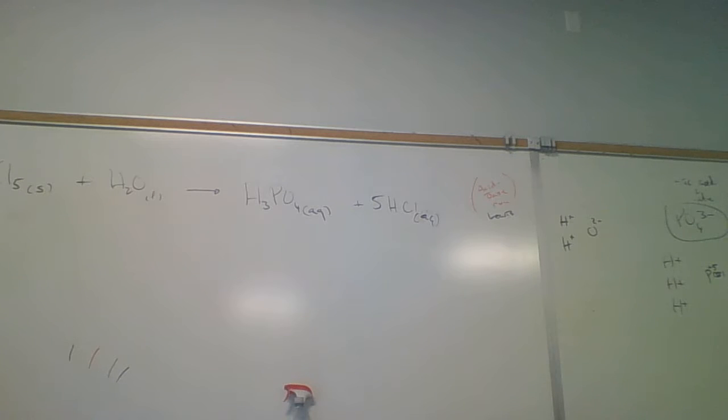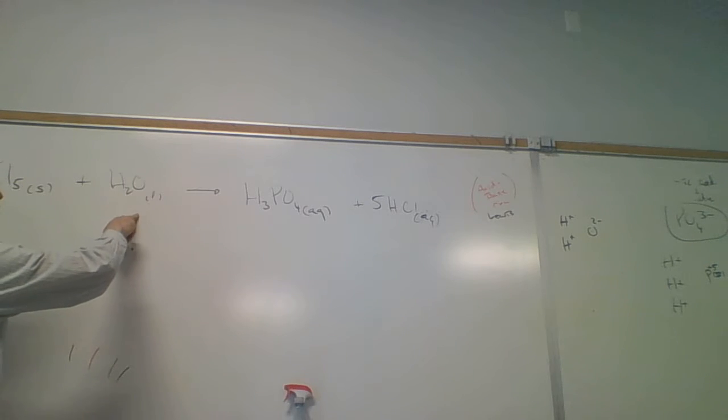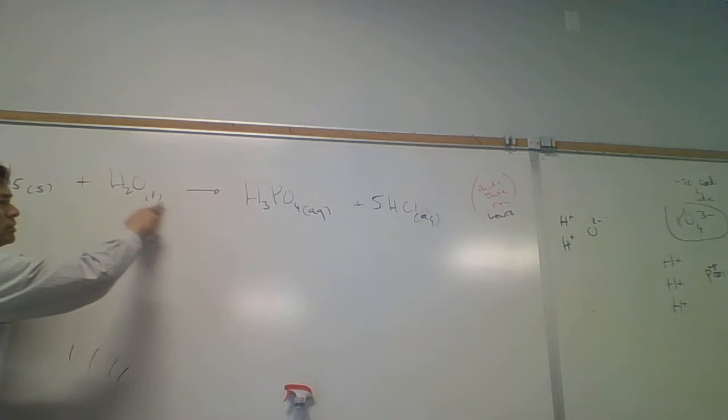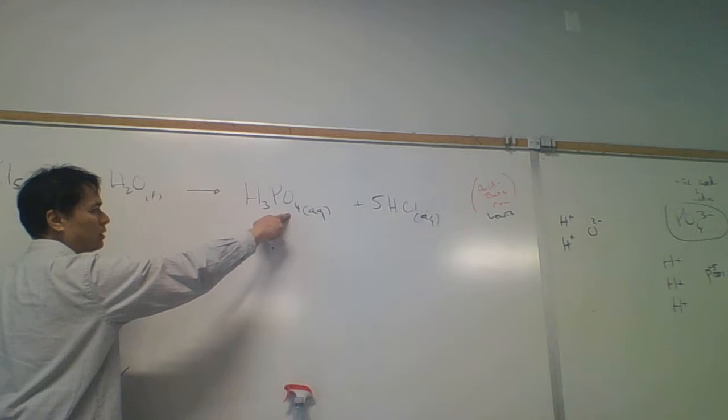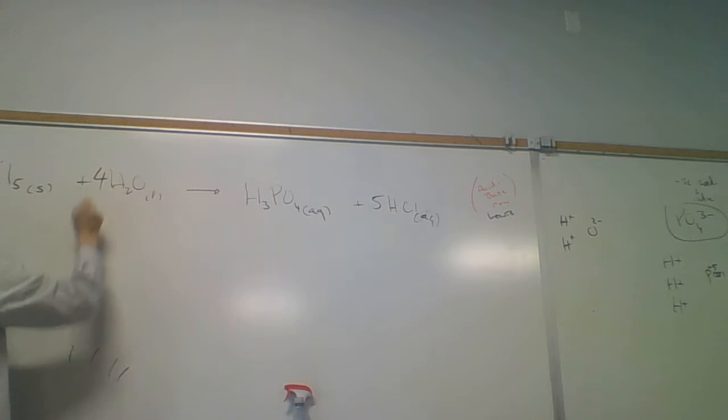The water. Okay, so I got that. Now what do I have to balance? Hydrogens I'll leave for later. Let's balance out the oxygens. Over here I have 1 oxygen. How many oxygens do I have here? 4. So what I'll do is I'll throw a 4 in here.